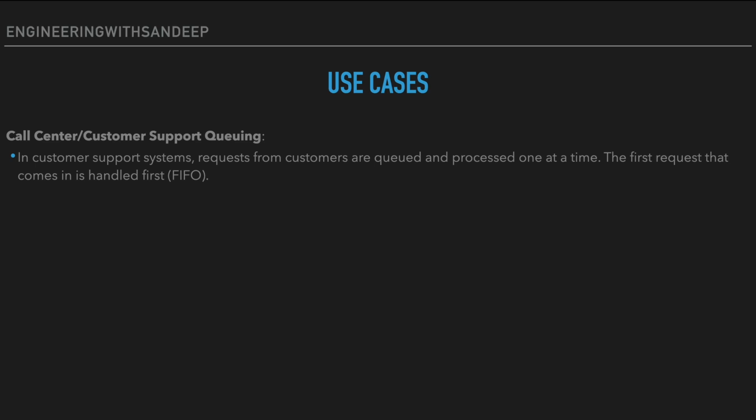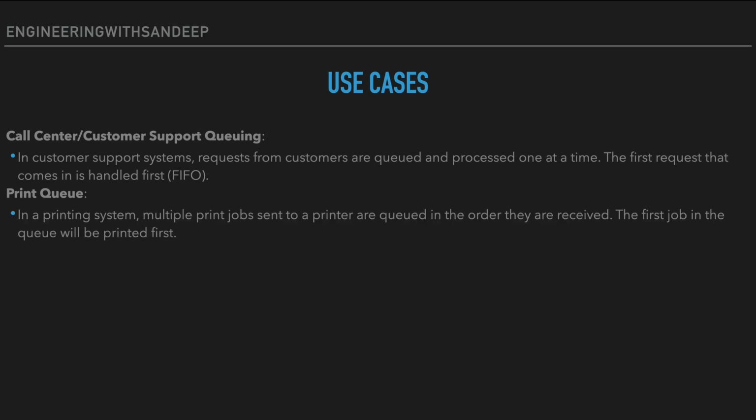So in the same case, this customer support system requests from the customers are queued and processed one at a time. The first request that comes in is handled first, thus it is called first in first out principle. Then it is used in printing or print queue methods. In printing systems like normal printers or enterprise level printers, multiple print jobs sent to the printer are queued, and in the order they are received. The first job in the queue will be printed first, right?